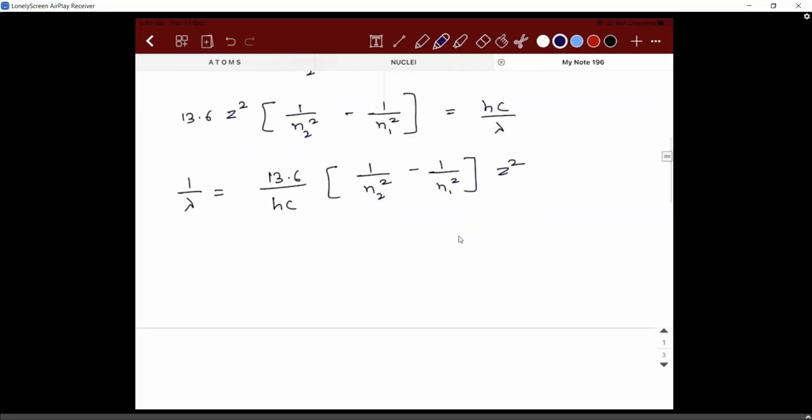So 13.6 is in terms of electron volt. What is the value of h that you know? 6.6 into 10 power minus 34 joule second, and the speed of light is 3 into 10 power 8 meter per second. How do you convert electron volt to joule? One joule is how many electron volt?